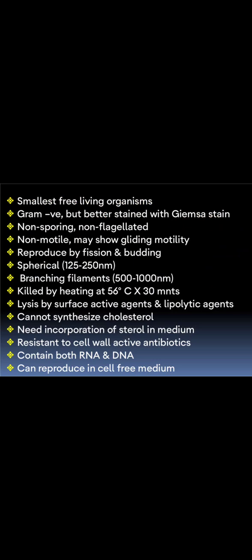The cells are spherical, 125 to 250 nanometer, with branching filaments, and when you heat this at 56 degrees Celsius for 30 minutes, the mycoplasma will get killed, and it gets lysed by surface active antigens as well as lipolytic agents. Here it cannot synthesize cholesterol, so we have to incorporate sterol into the medium, and it's resistant to cell wall active antibiotics, and it contains both RNA as well as DNA. It can reproduce in cell-free medium.